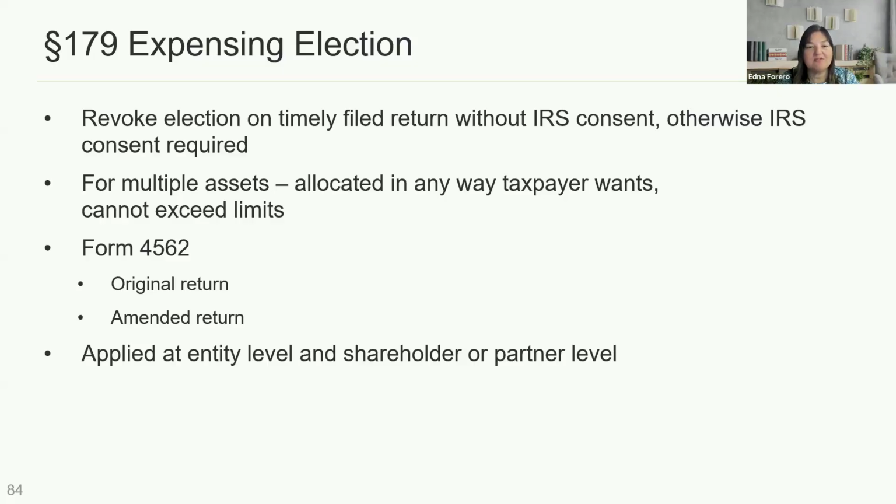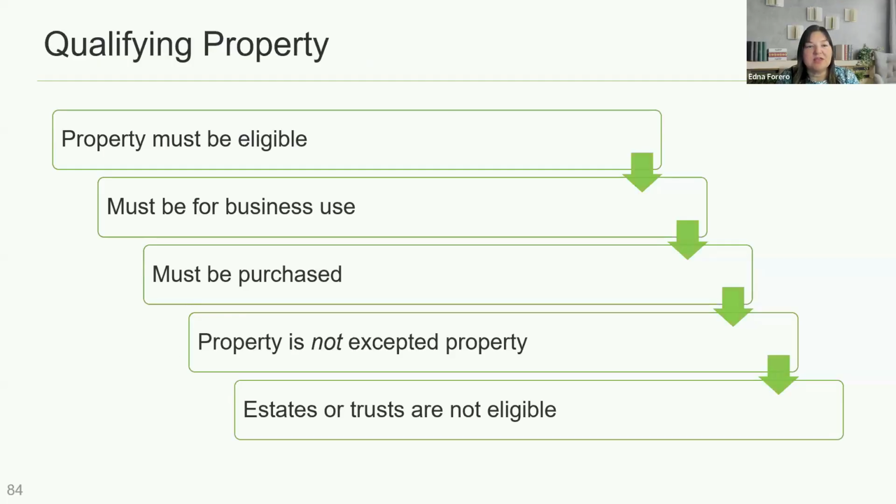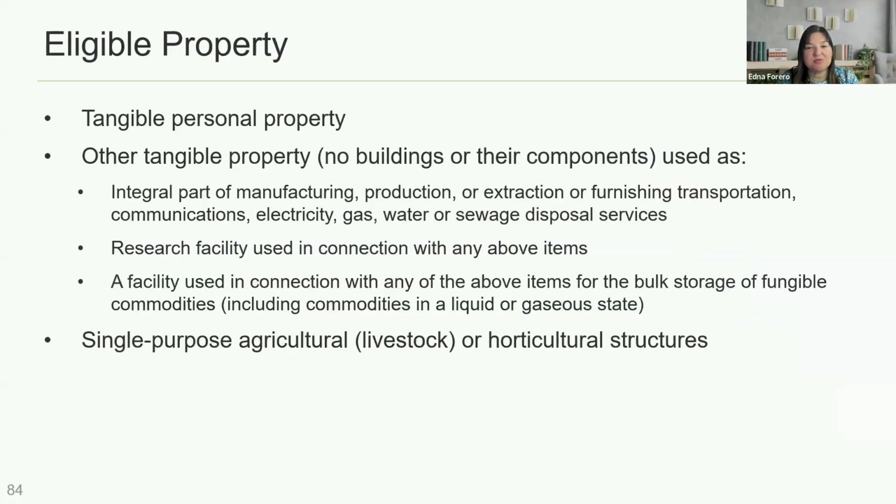So qualifying property for that is going to be business use, has to be purchased, can't be excepted property, and the estates and trusts are not eligible for that. So again, not all properties are eligible for Section 179. Other things to consider: tangible personal property, whether it's an integral part of manufacturing or production, whether it's a research facility, and whether or not that facility is used in connection with any of the above items for any kind of storage, and if it's a single purpose agricultural, like livestock or horticultural structure. So those are all different types of eligible property that you might be able to use for that.